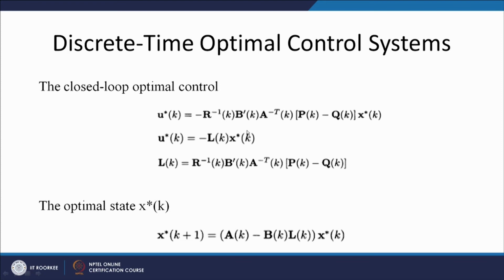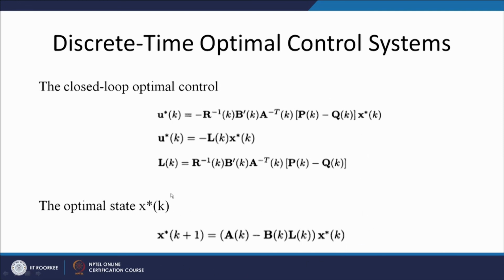So, by this I can design my optimal Lk, which gives me the optimal value of U for a closed loop control system, and if I use U equal to minus Lk Xk, my closed loop system equation will be X star k plus 1 equals (Ak minus Bk Lk) X star k. So, by this I can get my closed loop control.